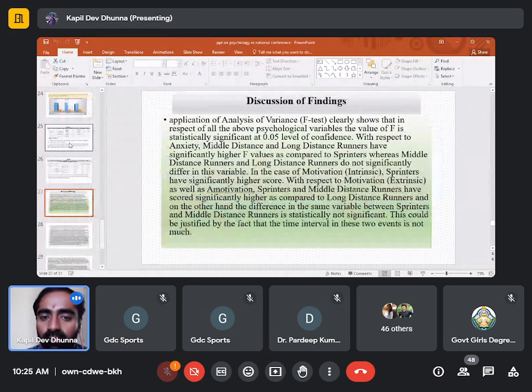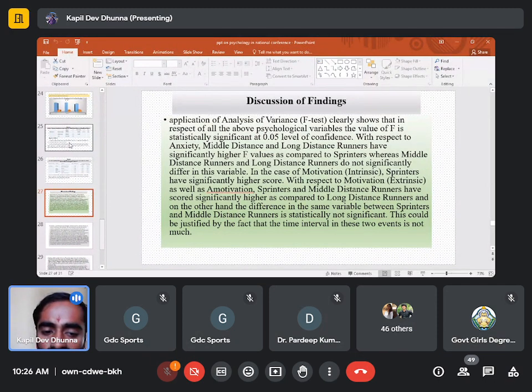So, discussion of findings. Application of analysis of variance F test clearly shows that with respect to all the above psychological variables, the F value is statistically significant at the 0.05 level of confidence. With respect to anxiety, middle distance runners and long distance runners have significantly higher scores as compared to sprinters, whereas middle distance runners and long distance runners do not significantly differ in this variable.